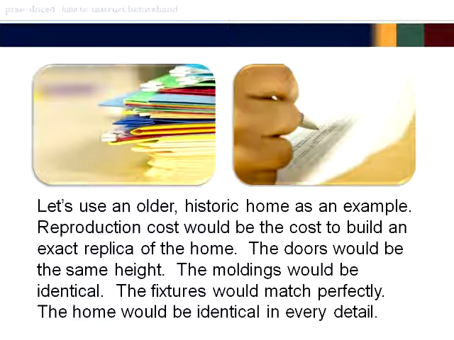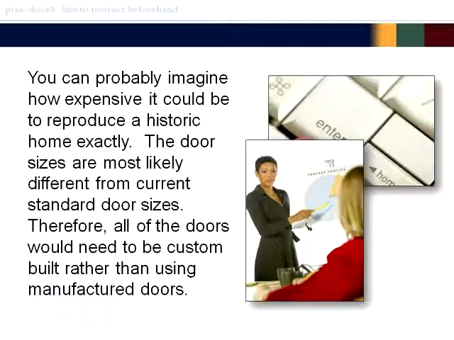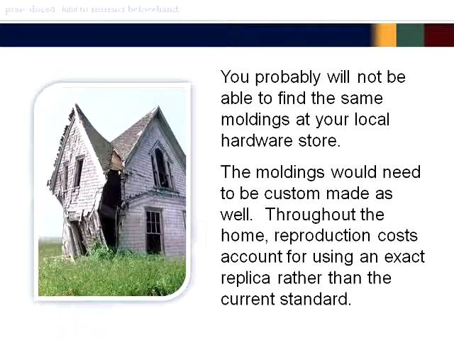The doors would be the same height. The moldings would be identical. The fixtures would match perfectly. The home would be identical in every detail. You can probably imagine how expensive it could be to reproduce a historic home exactly. The door sizes are most likely different from current standard door sizes. Therefore, all the doors would need to be custom built rather than using manufactured doors. You probably will not be able to find the same moldings at your local hardware store. The moldings would need to be custom made as well. Throughout the home, reproduction costs account for using an exact replica rather than the current standard.